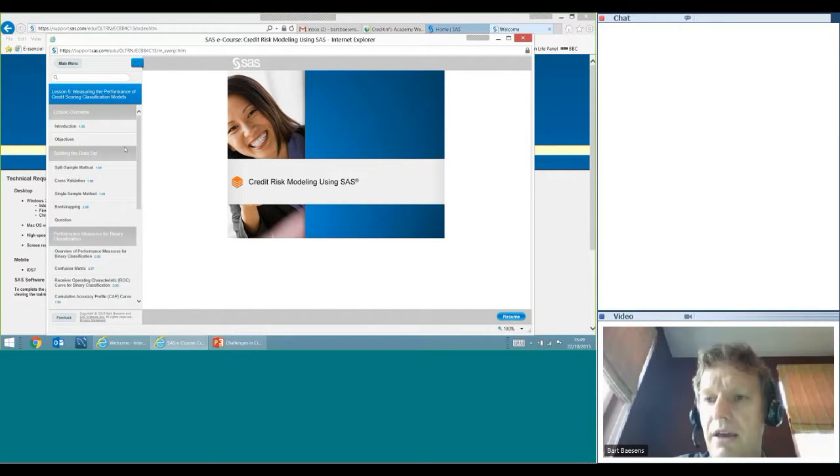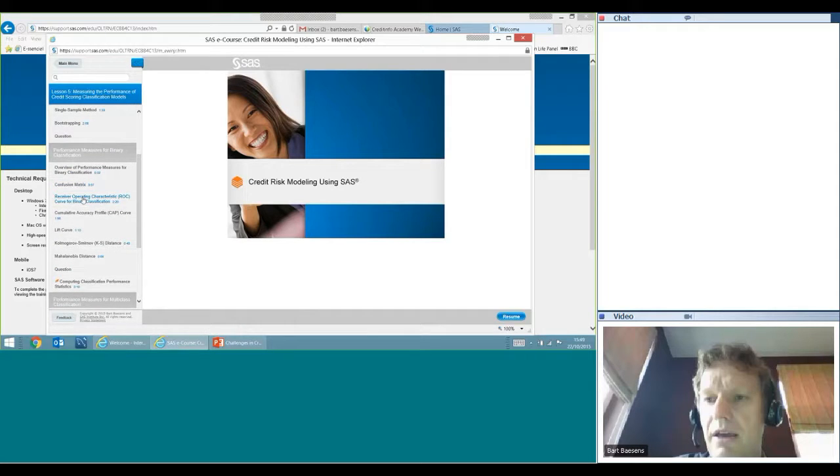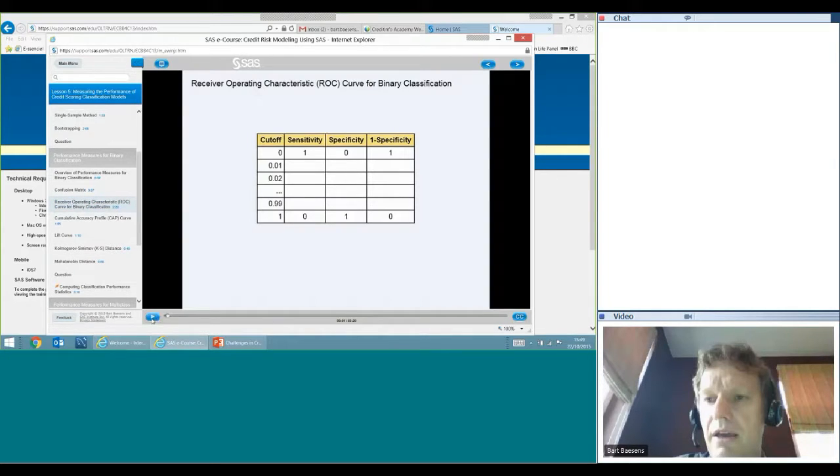We have a whole lesson on measuring the performance of credit scoring models using receiver operating characteristic curves and so on. Each of these lessons consists of video. So I go to receiver operating characteristic curve, and here you can see the receiver operating characteristic curve.